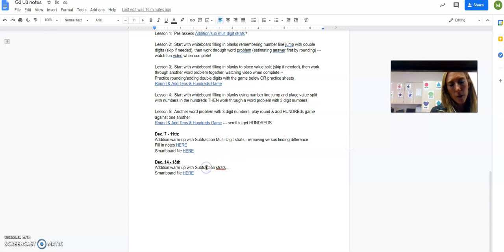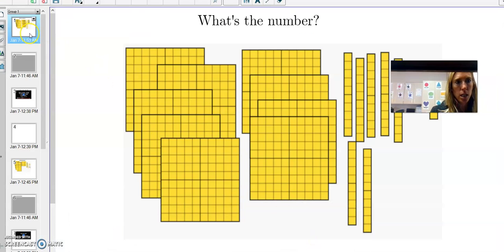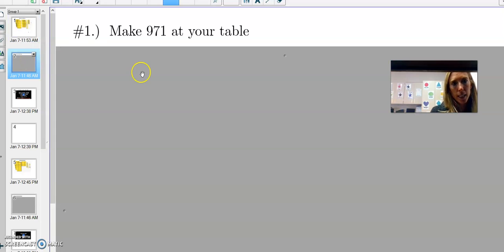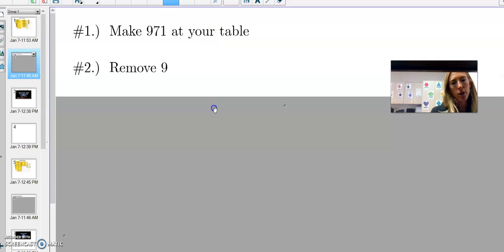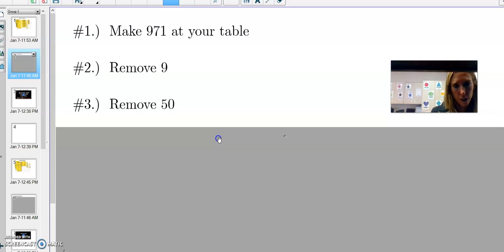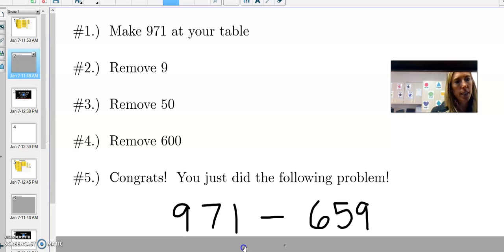And then the week before Christmas, we're going to do more subtraction strategies. And it's with place value blocks and bringing in the idea of the algorithm. So now we used this last year also, where we start with the number on their tables. They make 971 at their table. And then they're going to remove 9. They figure that out together. They remove 50, figure that out, remove 600. And hey, guess what? You just did this problem.